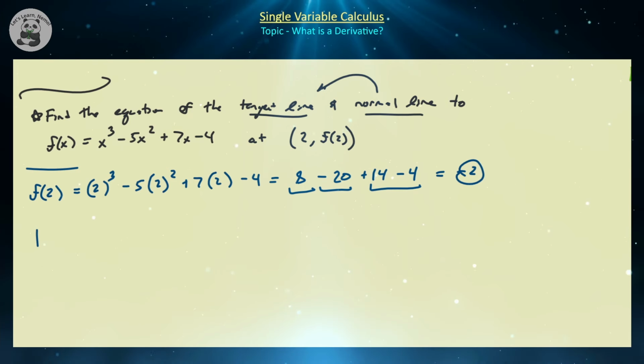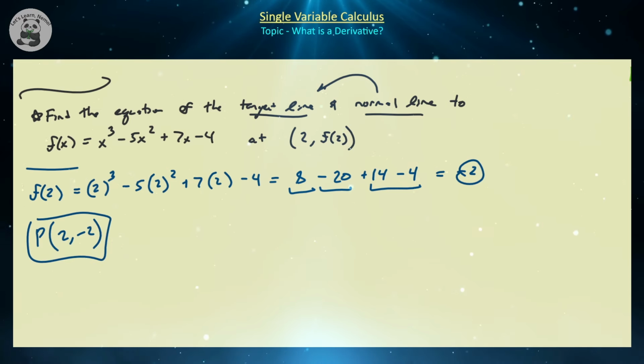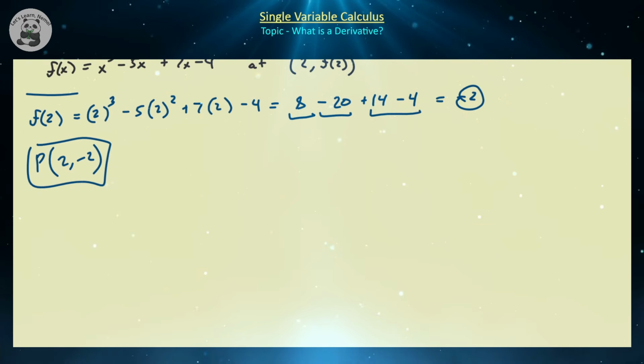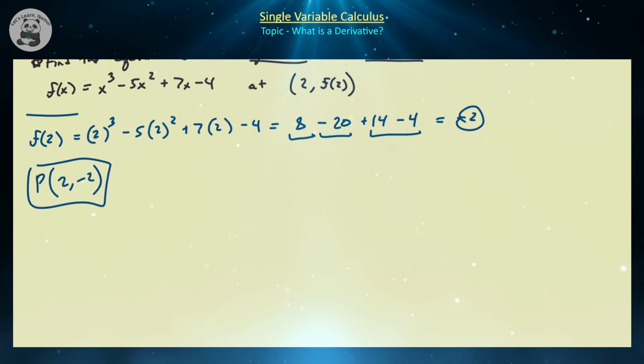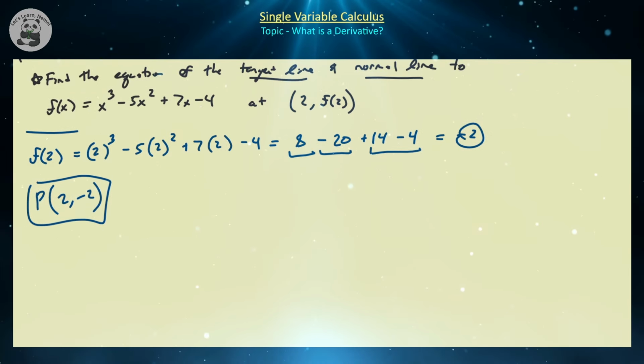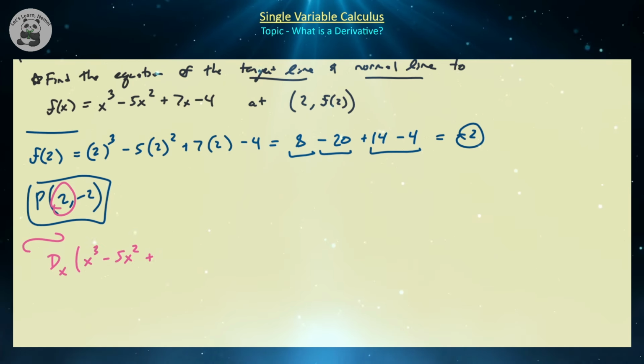So the point of interest that we're going to be finding the tangent and normal line at is going to be the point (2, -2). So let's just keep that point in the back of our minds for now. The next thing that we need to find is the derivative of this function at the point when x is equal to 2. So the derivative of this function, x cubed minus 5x squared plus 7x minus 4, is going to be equal to 3x squared minus 10x plus 7.